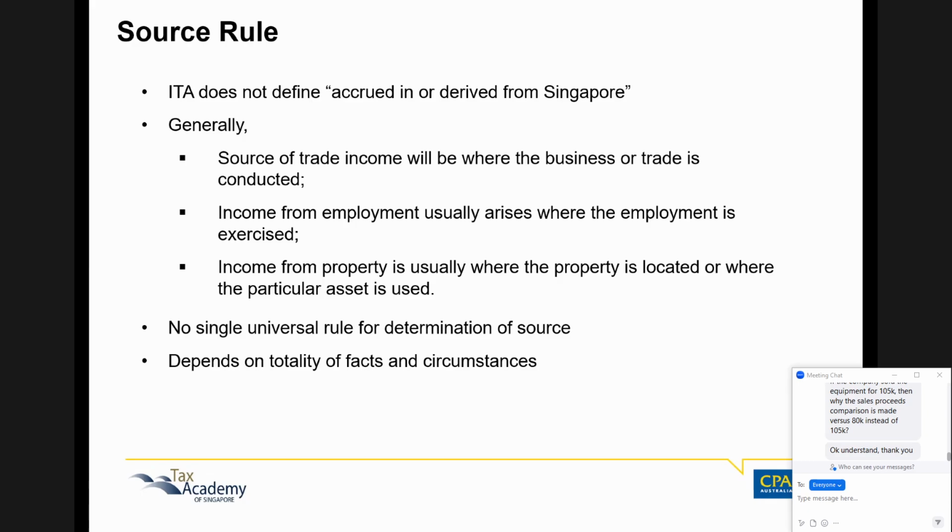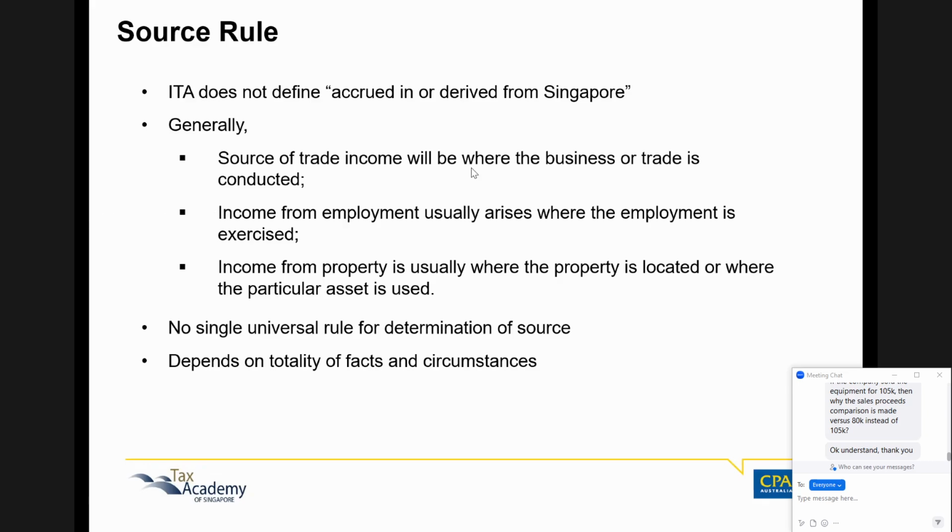Okay. So the problem again is that the Income Tax Act does not define accrued in or derived from Singapore. Generally, the source of trade income will be where the business or trade is conducted. Income from employment usually arises where employment is exercised. The income from property is usually where the property is located or where that particular asset is used. So there's no universal rule for the determination of source, so it depends on the facts of the case. Okay, so these are the general rules.